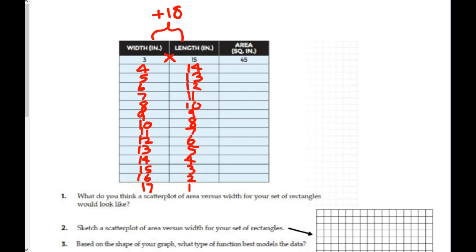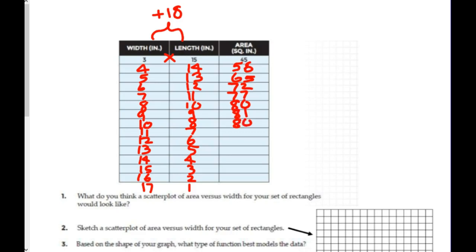All right, now, on the last one, here's where you got to do some math. How do I find the areas on all these? Multiply. So, again, the faster you answer me, the faster we're done. 4 times 14, what do we get? 56. 5 times 13. Okay, 6 times 12. 72. 7 times 11. 77. 8 times 10. 80. 9 times 9. 10 times 8.